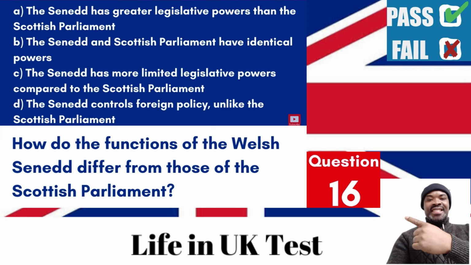Question 16. How do the functions of the Welsh Senedd differ from those of the Scottish Parliament? A. The Senedd has greater legislative powers than the Scottish Parliament. B. The Senedd and Scottish Parliament have identical powers. C. The Senedd has more limited legislative powers compared to the Scottish Parliament. D. The Senedd controls foreign policy, unlike the Scottish Parliament.